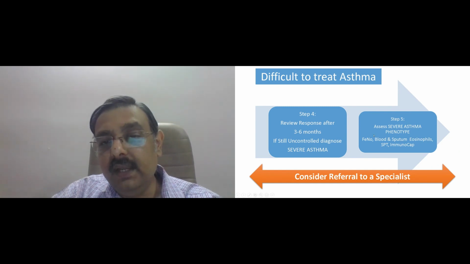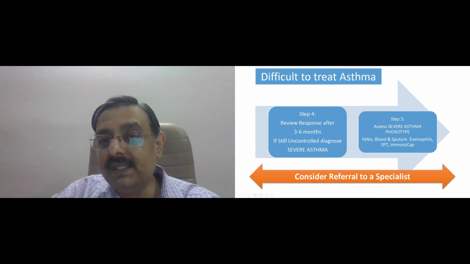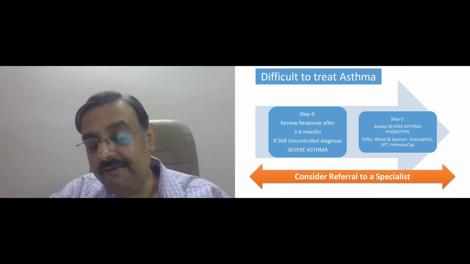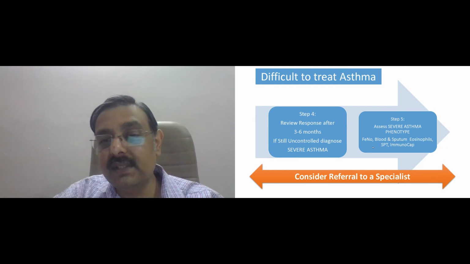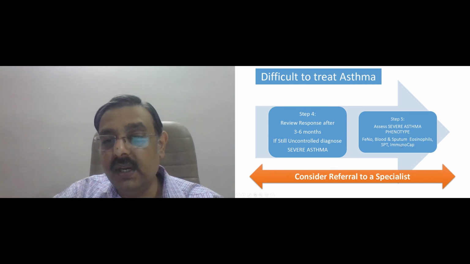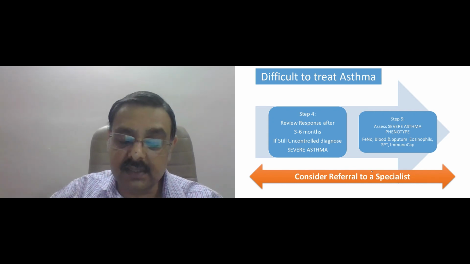Now, then actually comes the role of assessing what type of inflammation is there. And to assess the type of inflammation, we try and do an FeNO, which is your exhaled nitric oxide. You can consider getting blood and sputum eosinophils, consider a skin prick test or an immunocap if it has still not been done. And at this point of time, it is always better to refer a child to a specialist.